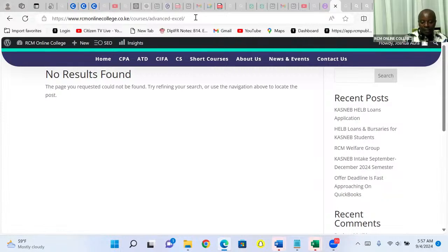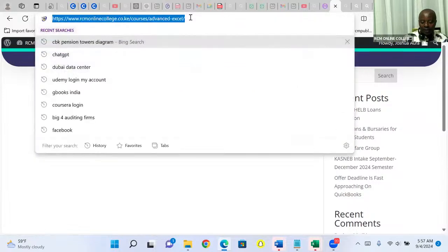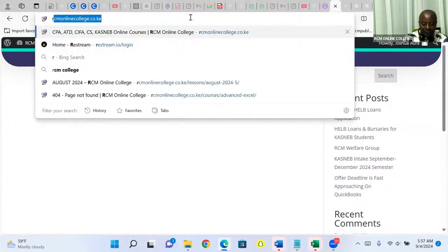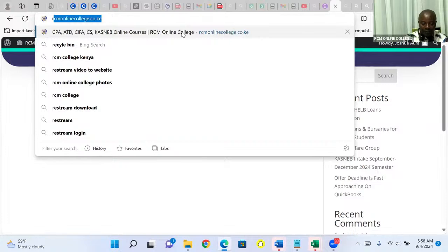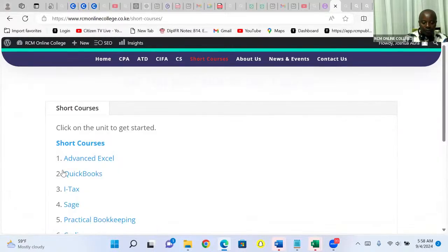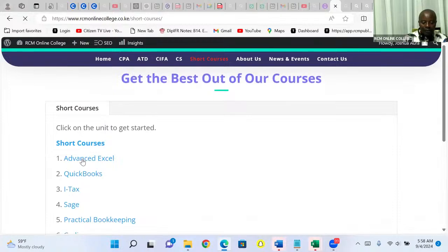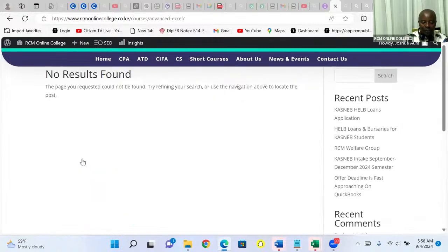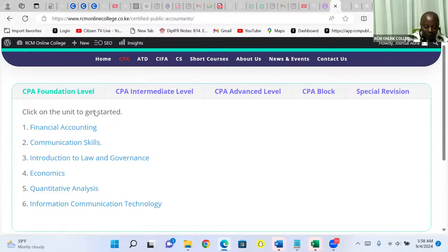It is rarely down. Let me just check again. Yeah, so short courses, Advanced Excel. There could be a problem there. The page requested could not be found. Try to find in your search or use the navigation above to locate the post. No worries. So if, for example, it's CPA, let me just check whether it's the whole website, but it's rarely. I've never gotten it being down.